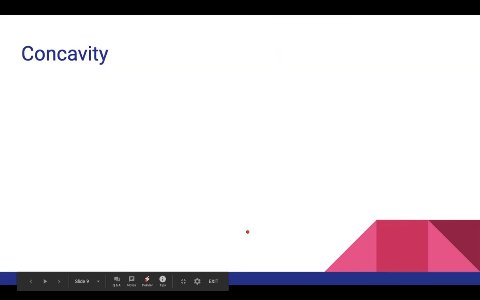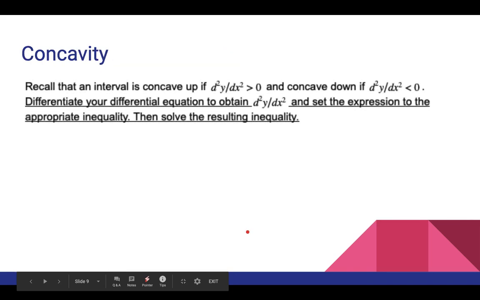Similarly, for concavity, we can recall that an interval is concave up if our second derivative is greater than 0 and concave down if the second derivative is less than 0. So we're going to differentiate your differential equation to obtain dy over dx, or to obtain your second derivative, and you're going to set your expression to the appropriate inequality. Then you're going to solve the resulting inequality.